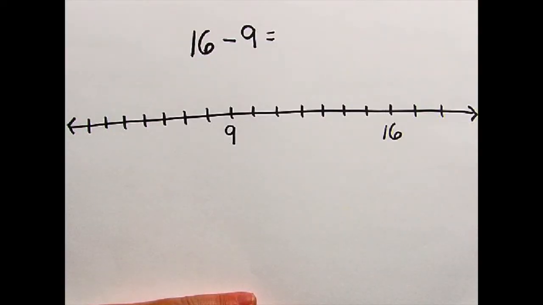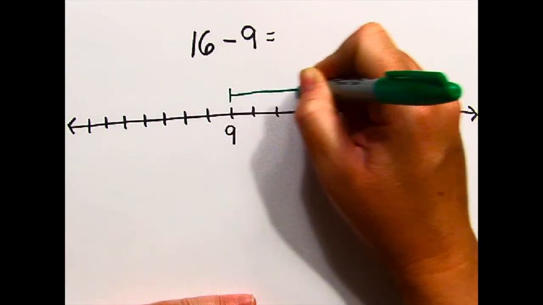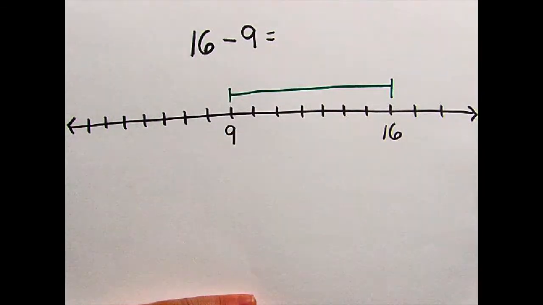When we're talking about keeping the distance, we're talking about finding the difference between the two numbers that we're subtracting. And finding the difference is actually finding how far apart these two numbers are on the number line. With this problem, we're showing the distance between 16 and 9 on the number line.